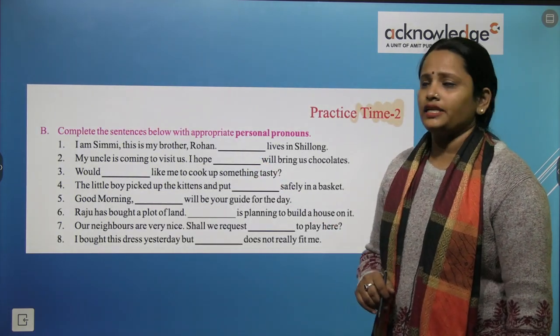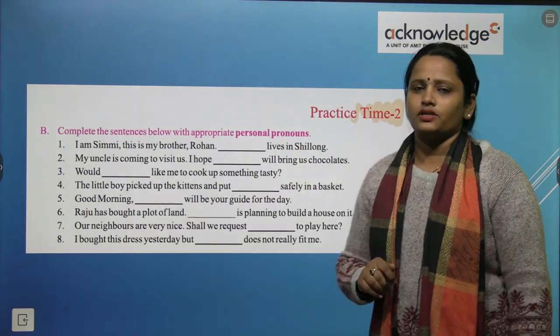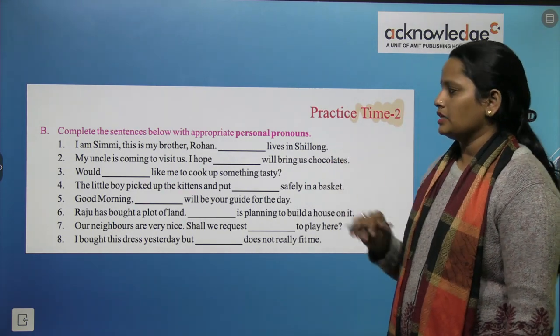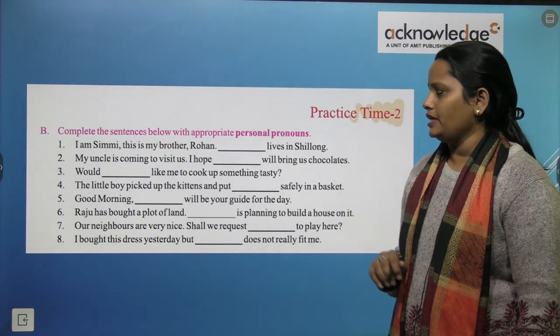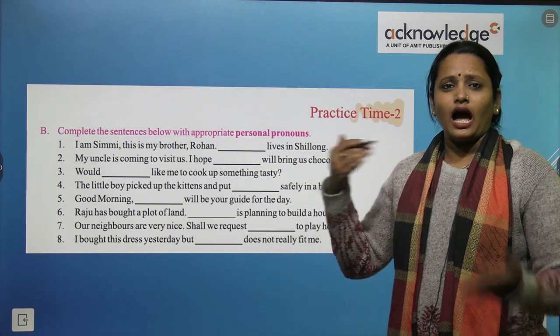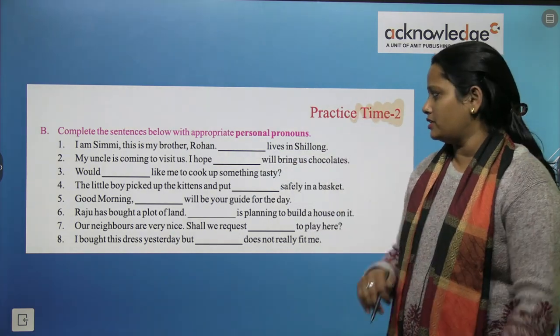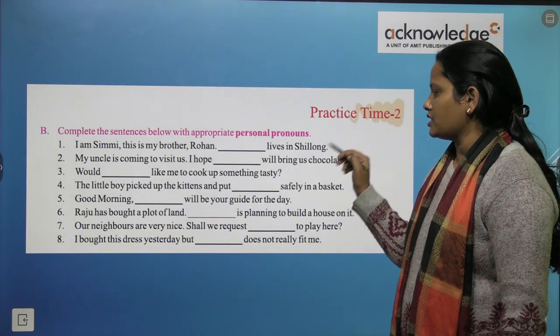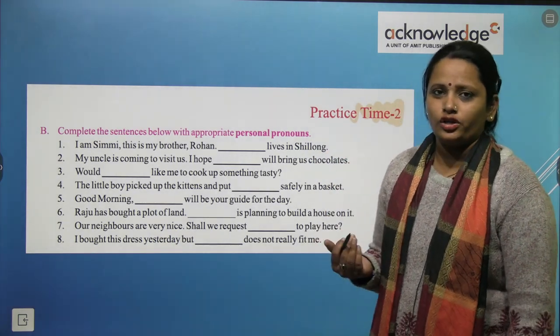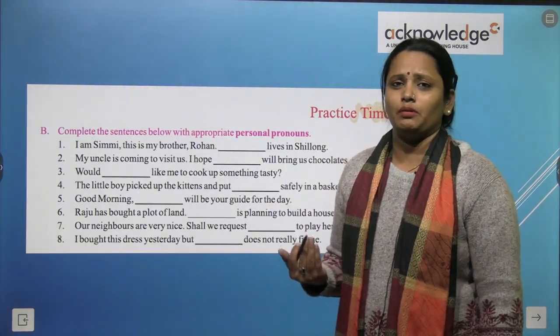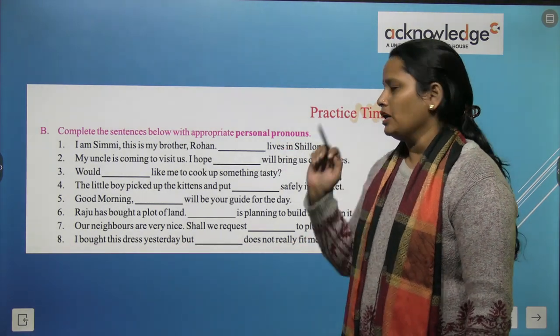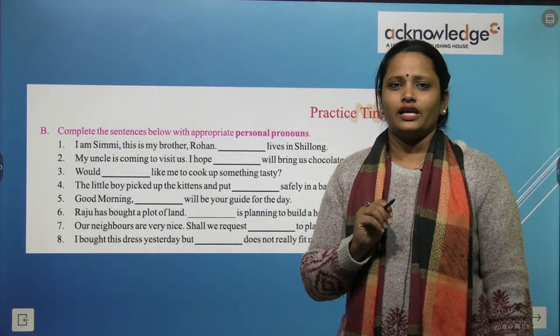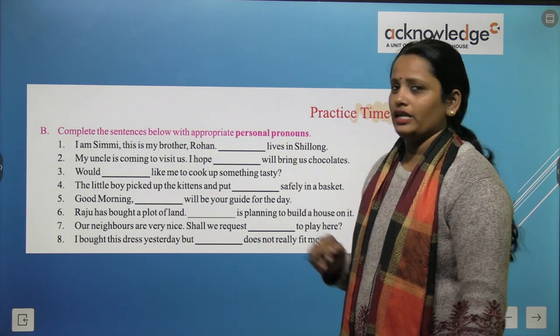Now complete the sentences below with appropriate personal pronoun. So यहाँ पे हमें personal pronoun fill करना है। I am Simi, this is my brother. I am Simi and this is my brother Rohan. मेरे brother का नाम है रोहन। Dash lives in Shillong. मैं अब अपने brother को introduce कर रही हूँ, तो मैं उसके बारे में बता रही हूँ। So यहाँ पे हम कौन सा personal pronoun fill करेंगे?